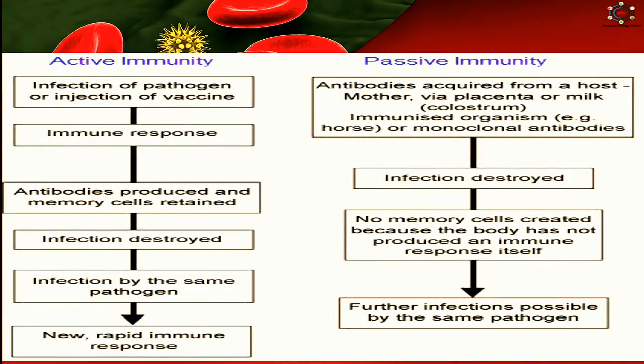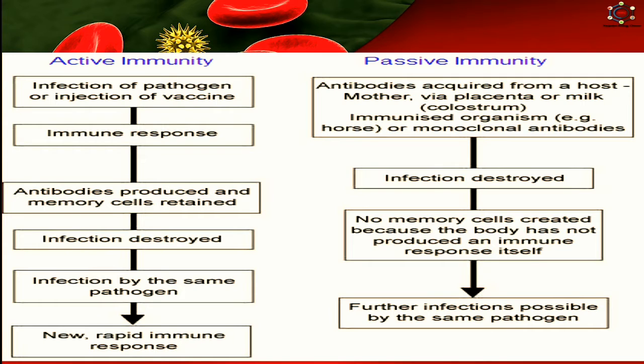In case of active immunity, there is infection by a pathogen or injection of a vaccine, then the immune response occurs, antibodies are produced and memory cells are retained, then the infection is destroyed. Then on infection by the same pathogen, a new rapid immune response occurs. So this is the way of active immunity.